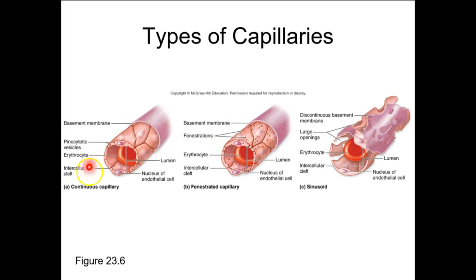Okay, types of capillaries. You've got continuous capillaries, fenestrated capillaries, and sinusoidal or sinusoid capillaries. So what visually is the main difference between these three things? Tissue types specifically, what about them?